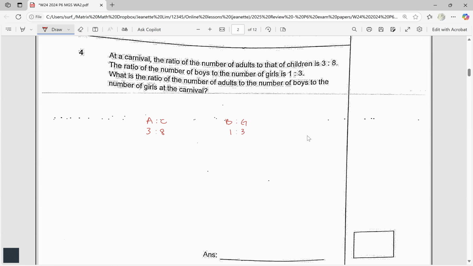Now there is a common base between these two ratios, something that represents the same thing, right? So in the first ratio, I have children. And in the second ratio, I also have children, which means that I need to find the total of boys and girls. So we write children, C. This is a 4. The number of children should be the same, so we have to change the 4 into 8, which means that we need to multiply the whole ratio by 2. Okay, with that, I can find my ratio, adults to boys to girls. Adults 3, boys 2, girls 6.